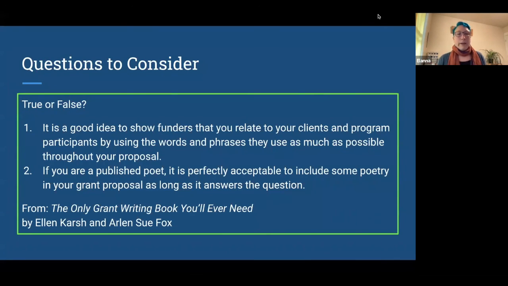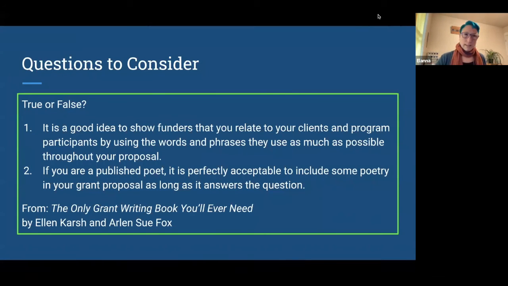So if you are a published poet, it is perfectly acceptable to include some poetry in your grant proposal as long as it answers the question. And again, not so much. You want to be as clear and straightforward as possible. So your creativity is going to come out in the ways that you find to serve your population and the ways that you find to make partnerships.